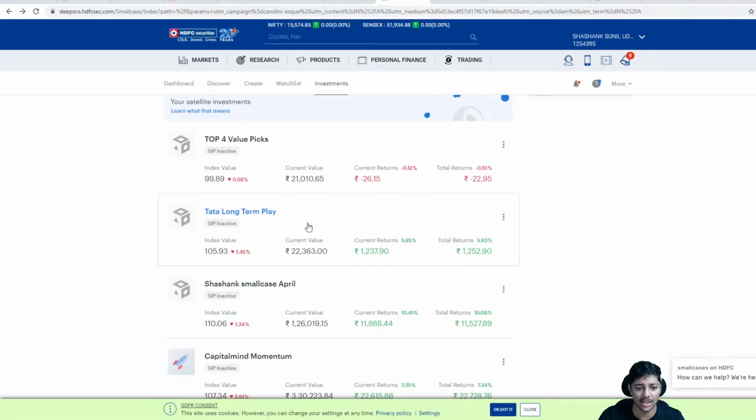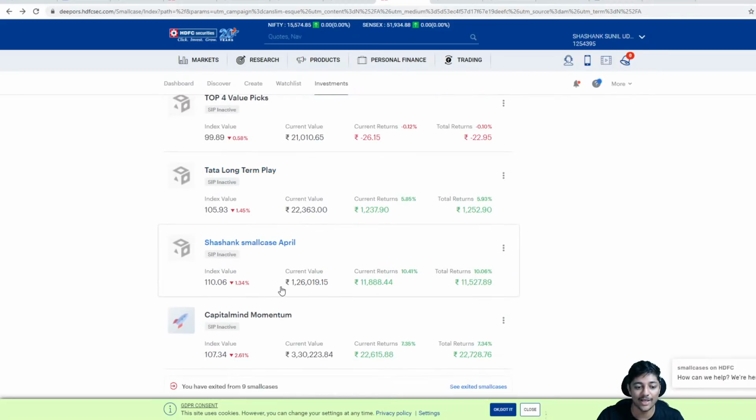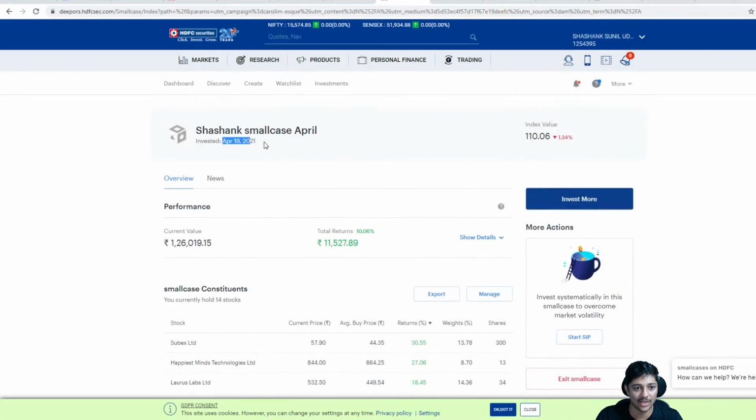Then I have Tata long-term play that is there. Then I have my own smallcase, which is my 1 lakh smallcase. I invested it on April 19th, which is again 1.5 months ago. It's given me 10% in 1.5 months.